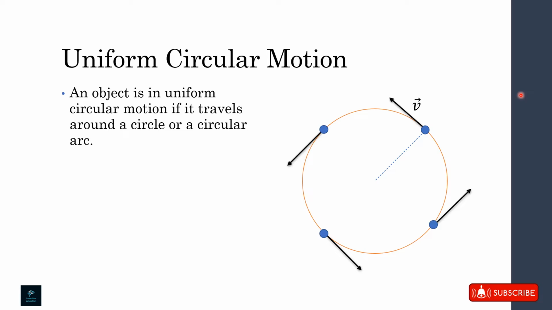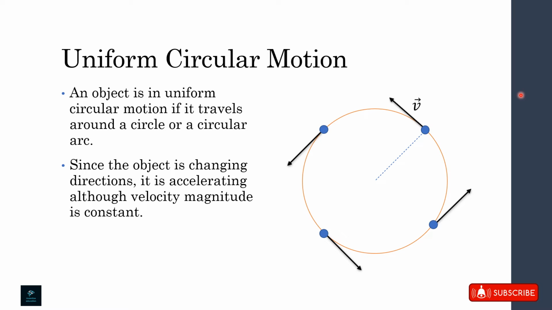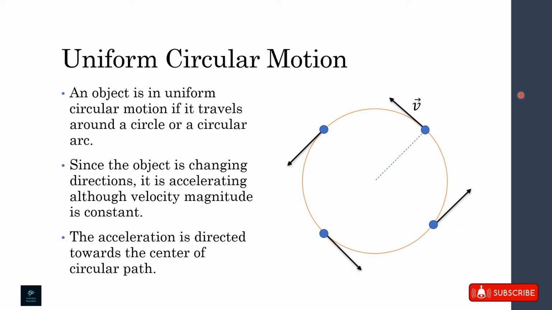Since velocity is changing directions, we say that it is accelerating. We say that the object is accelerating, although the velocity magnitude is constant. This acceleration is directed towards the center of the circular path, like this. This acceleration is called centripetal acceleration.